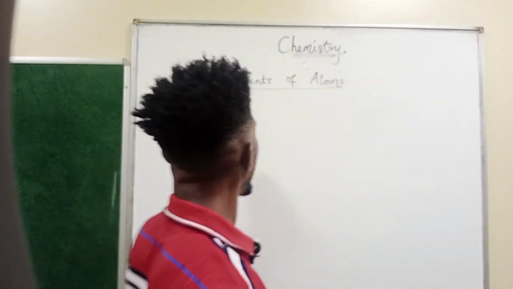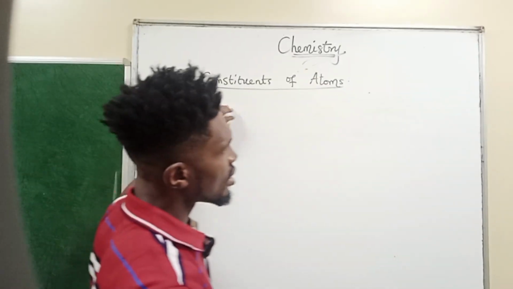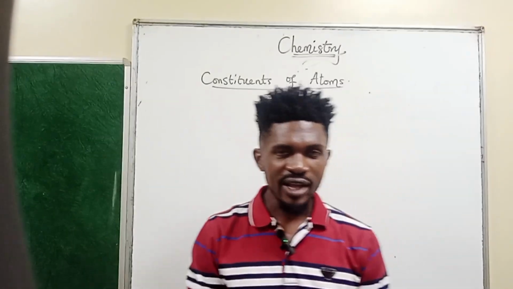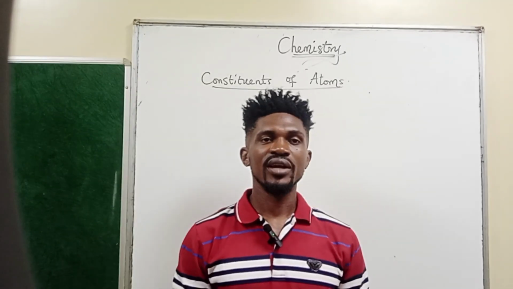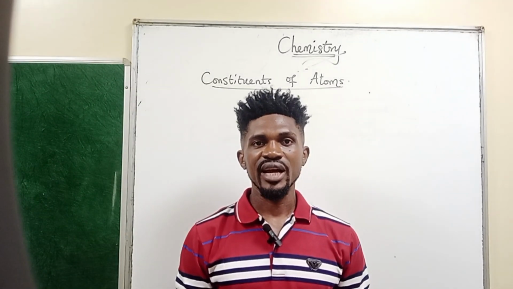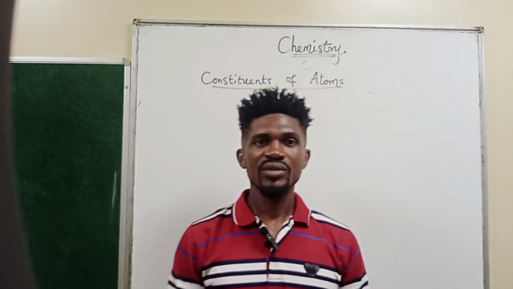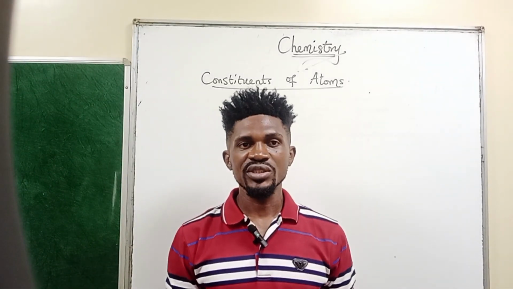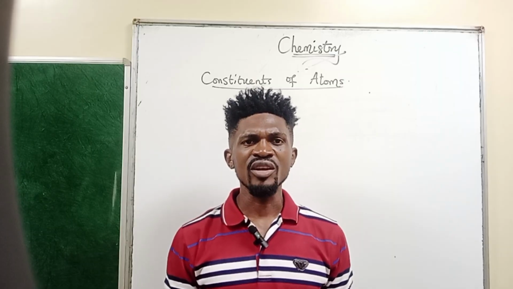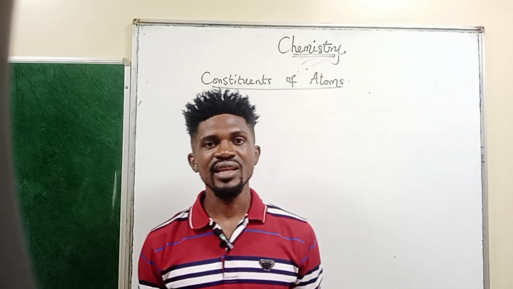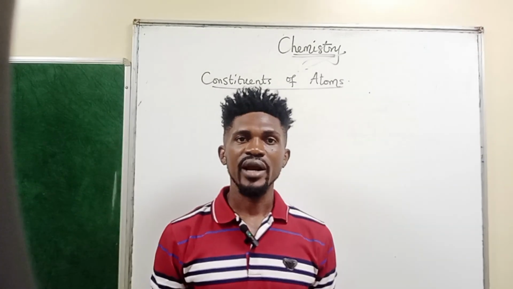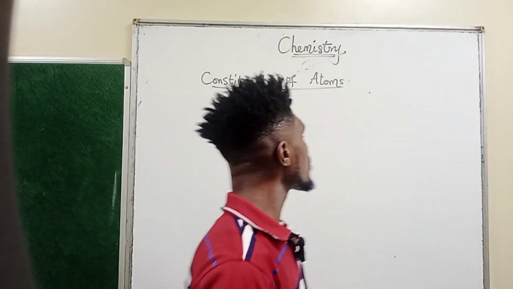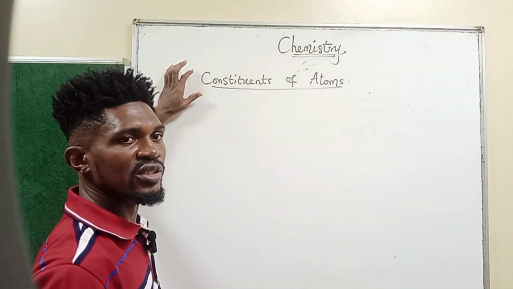So here on the board we have constituents of atoms. The topic is a continuation of atom that we treated the other time, where we defined what atom is. And if you remember again, a recap of atom, we mentioned that atom is the smallest particle of an element that can take part in chemical reaction. But now today I'm going to be explaining the constituents of an atom, what atom contains.